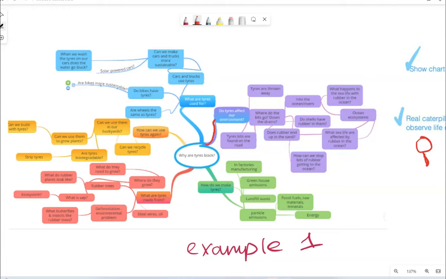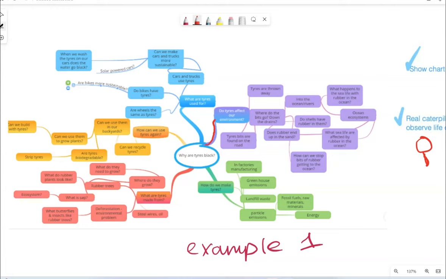For example, where do snails live? How do butterflies fly? Why are the tires black? For example, do tires affect our environment? That could be an interesting intentional teaching question. And then we can talk about when the tires are thrown away. Where do the beads go? Down the drains. Tire beads are found on the road.